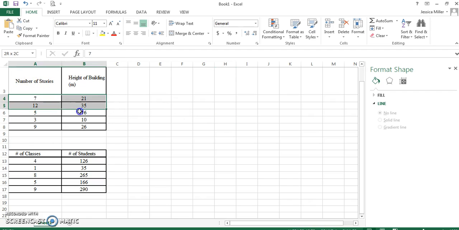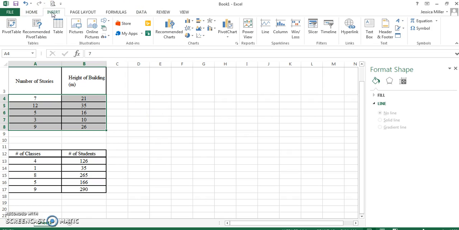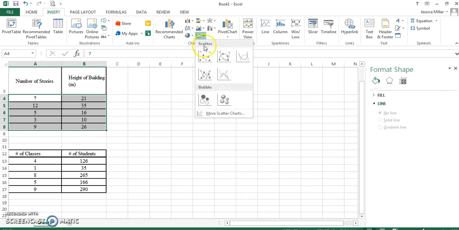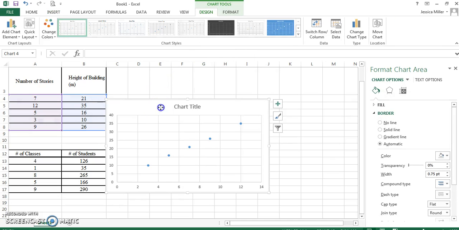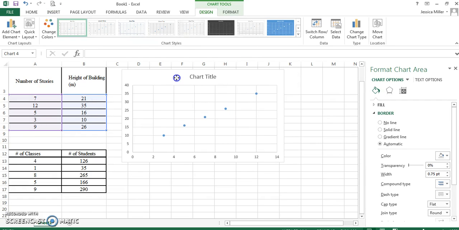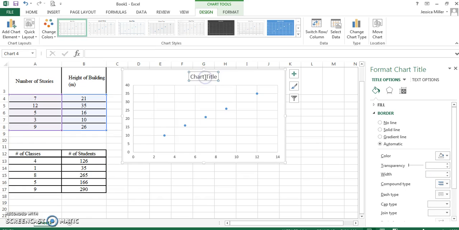The first thing you want to do is highlight your data, and we're going to go up here to Insert. And right here under charts, we're going to go to the scatter plot. Now we do not want it to connect our dots at this point. Here we need to add a few things to our chart, so we definitely need a chart title. I'm just going to put height versus the number of stories, because those are our variables.